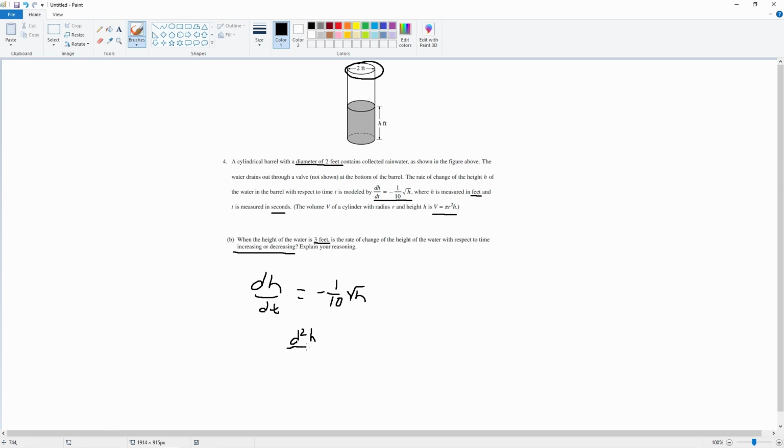d squared h over dt squared equals the derivative of this, and we can use the power rule. This is h to the 1/2, so we move the 1/2 to the front. That's -1/10 times 1/2, which is -1/20, times h to the -1/2. And h to the -1/2 goes to the bottom, which is square root of h. And we also can't forget our dh/dt, because it's implicit differentiation.